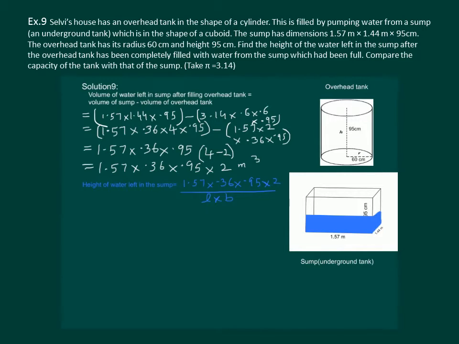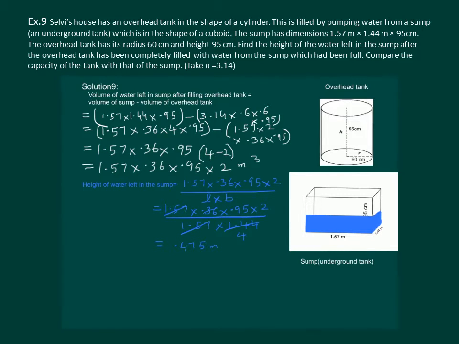So we have height of the water left in the sump equal to volume of the water left in the sump by length into breadth of this cuboid formed, which is equal to volume of water by 1.57 into 1.44. Solve this further. 1.57 gets cancelled. 0.36 4 times gives us 1.44. On solving this we get 0.475 meters is the height of water that is remaining in the sump.